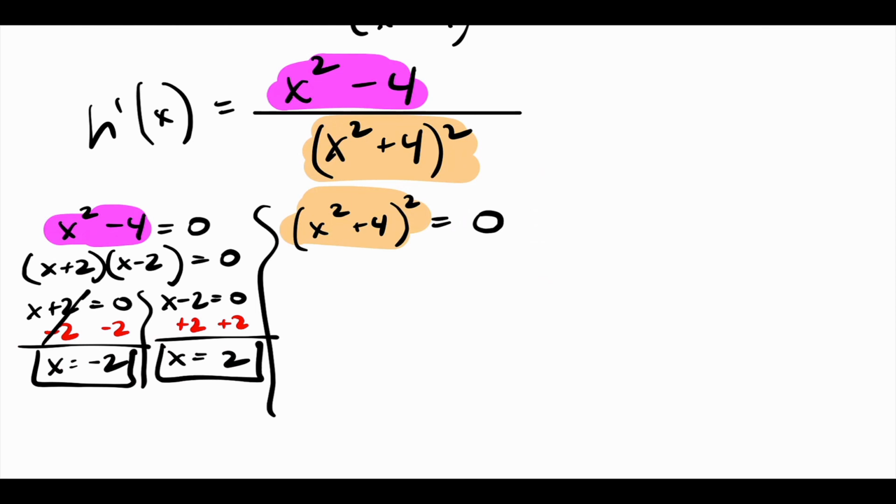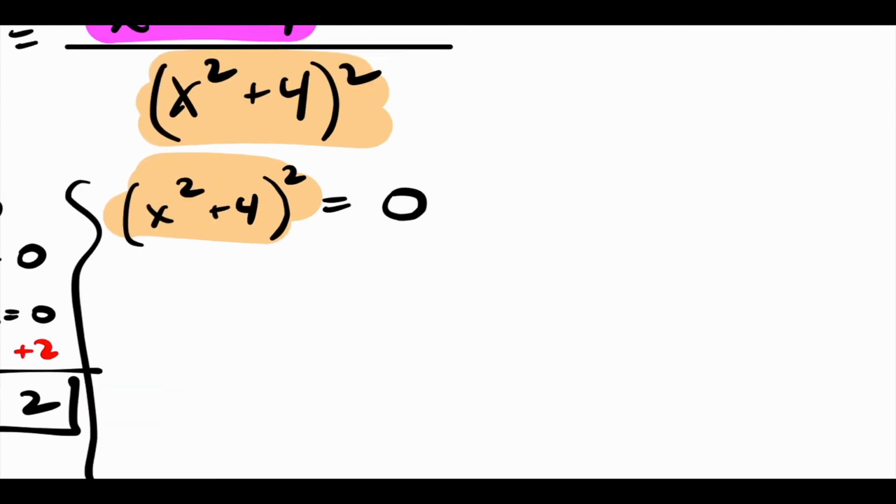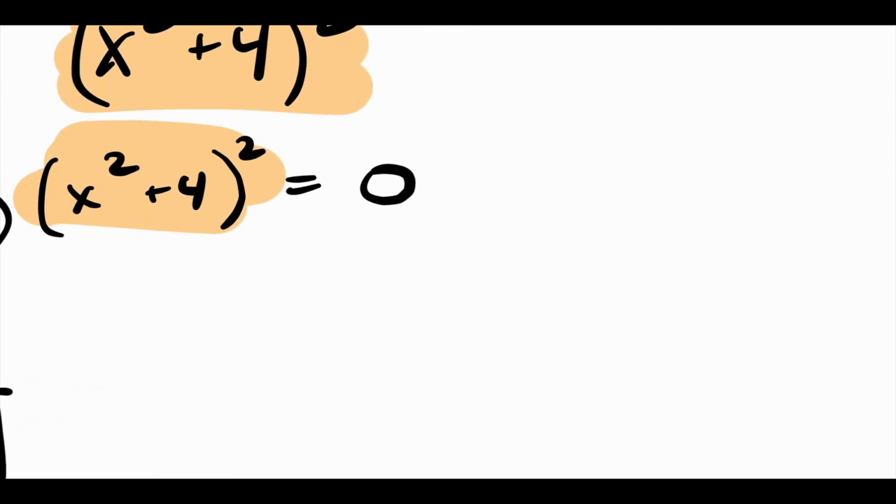Or you could have just added 4. I could have added 4 to both sides and then taken the square root of 4, which is positive 2 and negative 2. So that's how I would have got both. Okay. Now let's look at the other guy. Let's look at this guy here. How do I solve that?